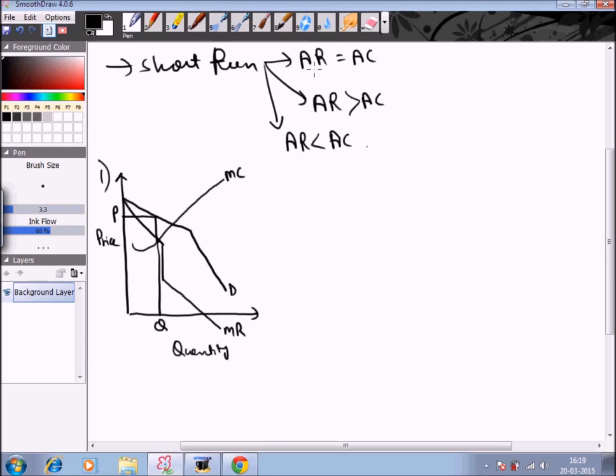So, for this particular situation, that is normal profits, the average cost should be equal to the average revenue. And this demand curve shows the average revenue also. So we get a curve like this. This is the average cost curve. So we can see here that the average cost is equal to average revenue. So this is a situation of normal profits.